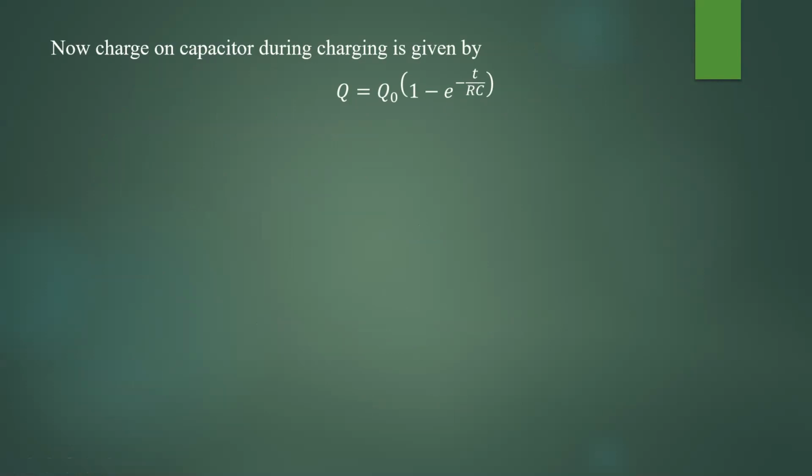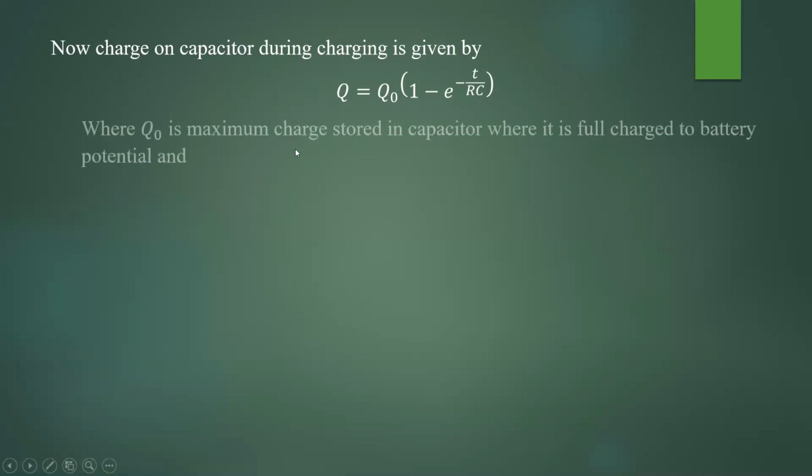RC is the time constant, which is given as 100 seconds. T at 50 seconds you have to find. What is the value of Q0? Q0 is given by V0 into C. Sorry, charge is V into C, so Q0 is V0 into C. You calculate Q0, then you calculate the value of Q. Q0 is the maximum charge stored in the capacitor when it is fully charged to battery potential.